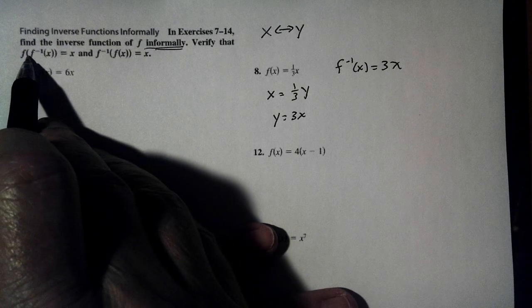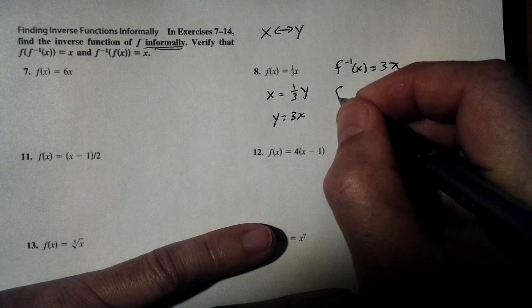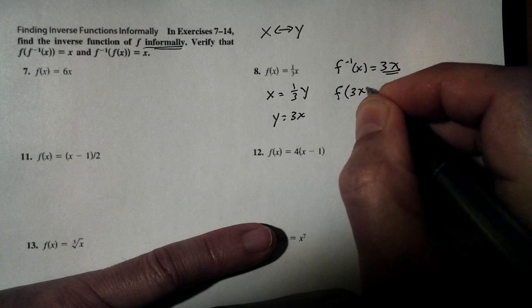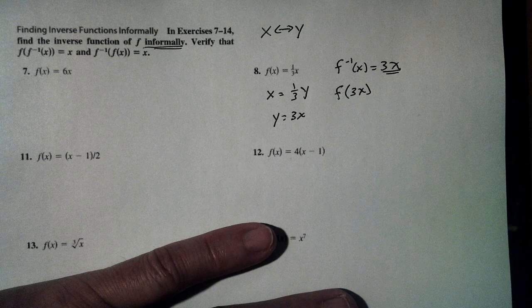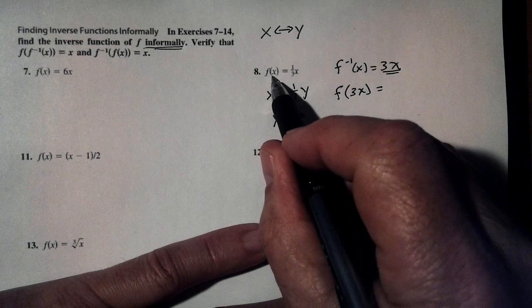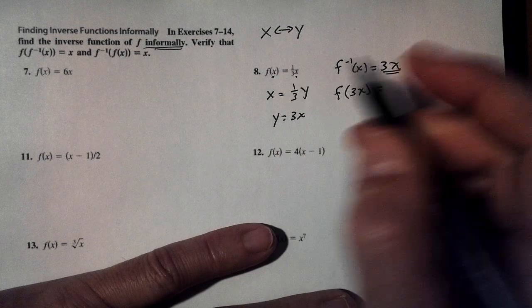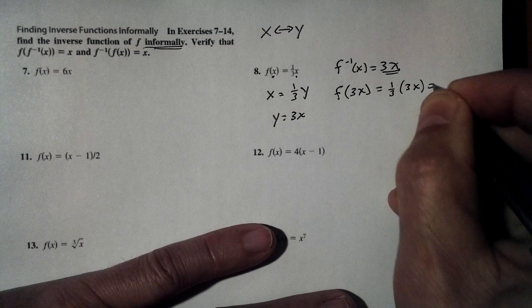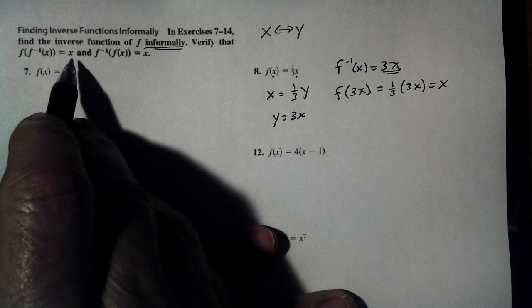Okay, let's find f of f inverse. F of f inverse is f of 3x, because 3x is f inverse, we're claiming. And f is a factory that takes things and multiplies them by 1/3. And we do get x.